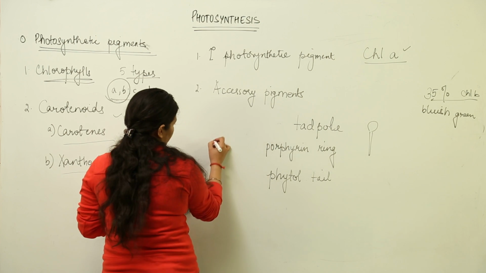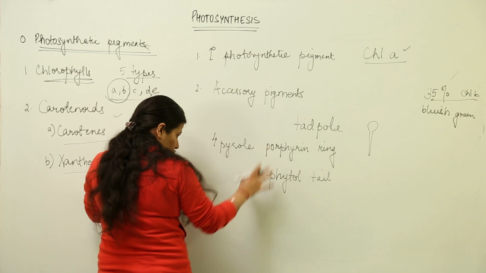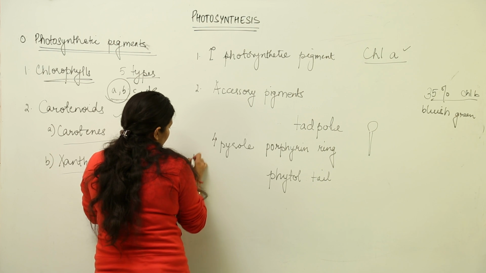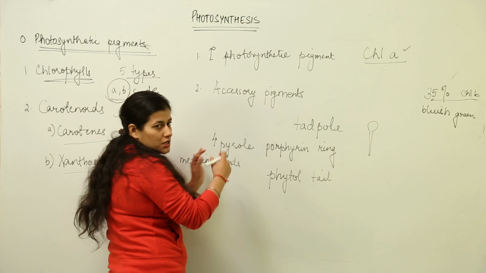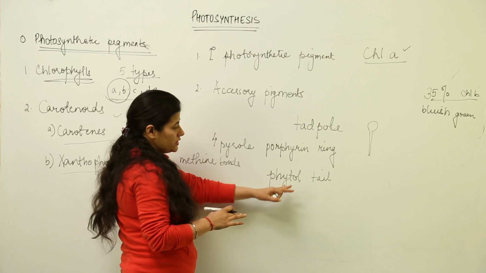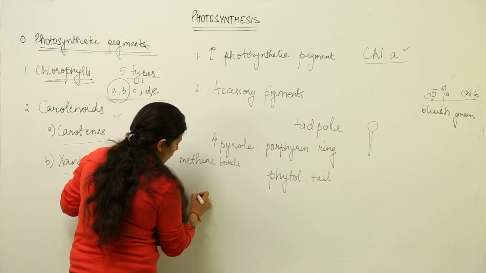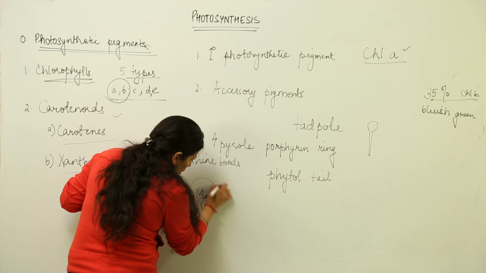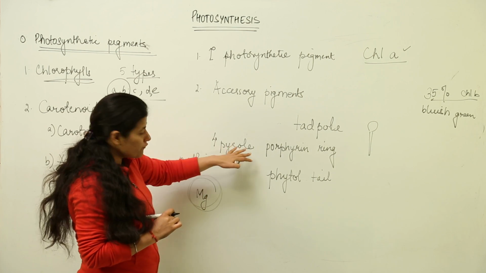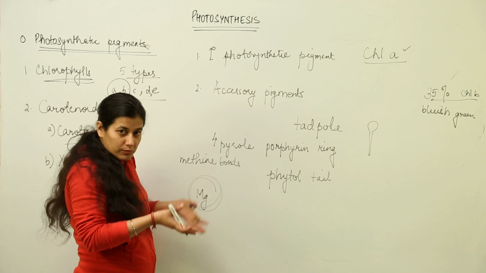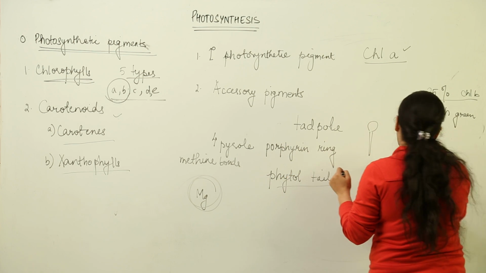In the porphyrin ring, there would be 4 pyrroles that are joined to each other by methine bonds. This is all talking about CH, CH, CH, and of course O over here. What about magnesium? Magnesium forms the center of the ring. Please remember it. Magnesium forms the center of the ring where 4 pyrroles are joined by methine bonds, and there is a long phytol alcoholic tail.